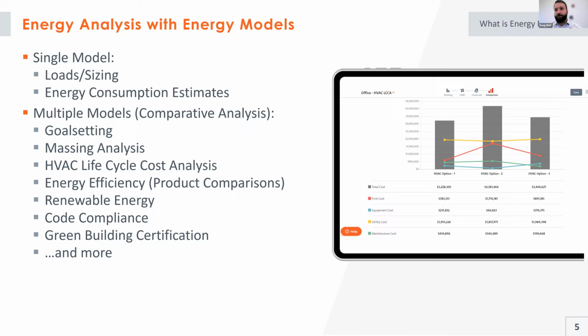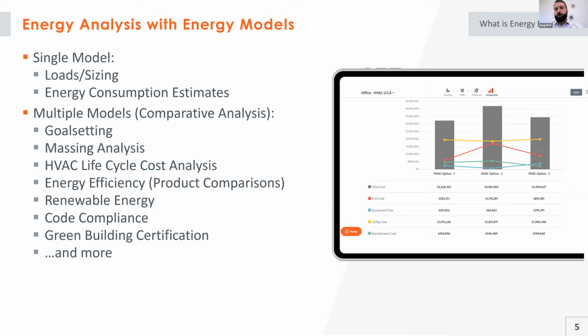But where energy modeling can get really powerful is through comparative analysis in multiple models. So you take your one energy model and you tweak it a little bit, change some of the physical characteristics or maybe some of the operational characteristics, and look at the results. How do those results change when I make that tweak? This leads to different types of analysis, such as goal setting, massing analysis, which is a comparison of a building's form factor, its shape, shading, things of that nature.